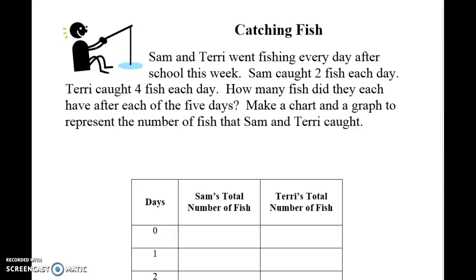All right, so today we're going to do day 85. I'm going to start you off with catching fish, which you do not have in your packets. This is just an example. Remember that our goal is to create numerical patterns using 2 rules. So a lot of this is going to be a review because we've actually done something very similar to this at the end of first quarter.